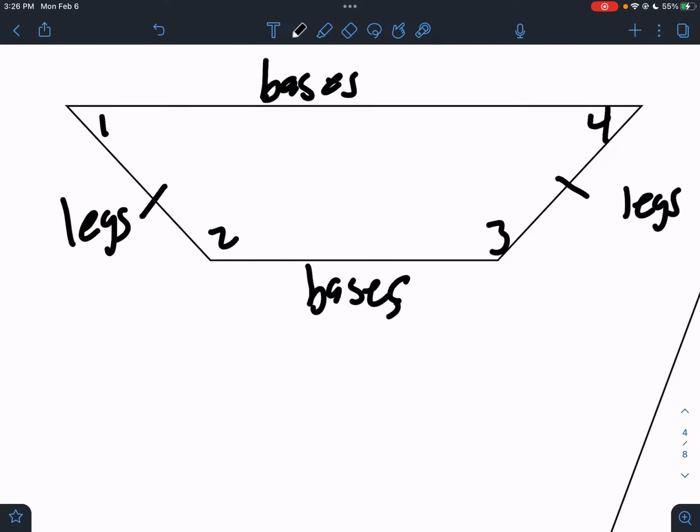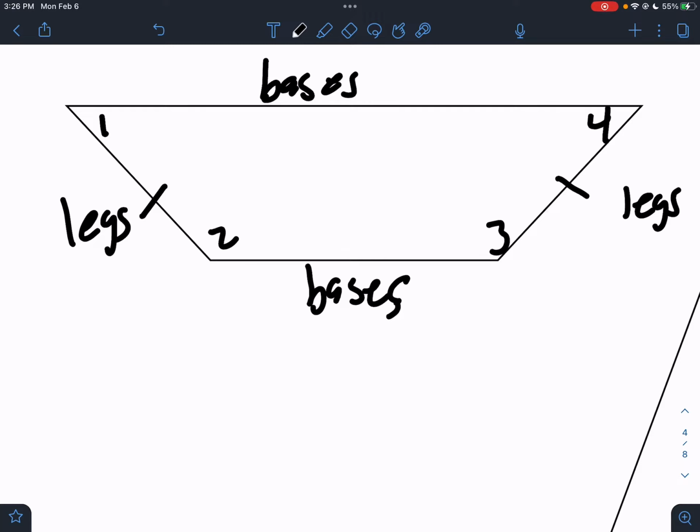Yes, that's true. But that's not new. That's from trapezoids. We get that property from trapezoids. This is a type of trapezoid. So that's a property that's true for all trapezoids. I don't need to write that again. 3 and 4 add up to 180. True. Same thing, though. We already know that from the trapezoid.